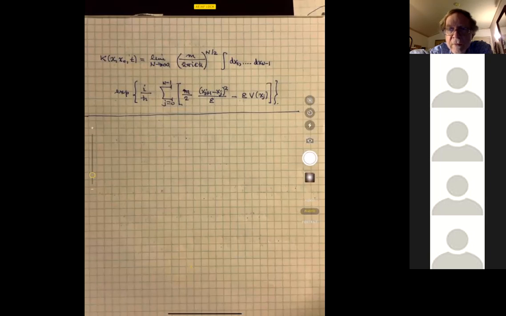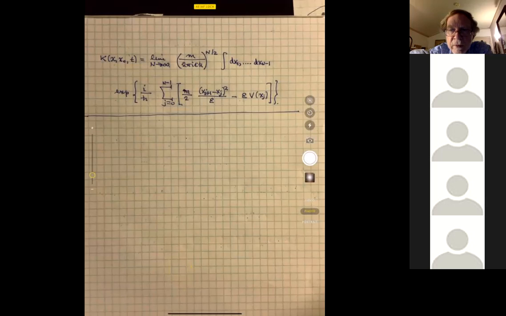If you ever get a chance, read the first chapter of Feynman and Hibbs. It's very interesting in terms of Feynman's intuition about quantum mechanics. I'll touch on it a little bit in my next lecture. Are there any other questions?